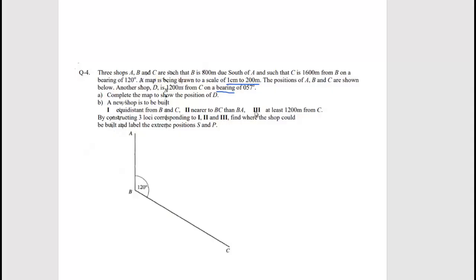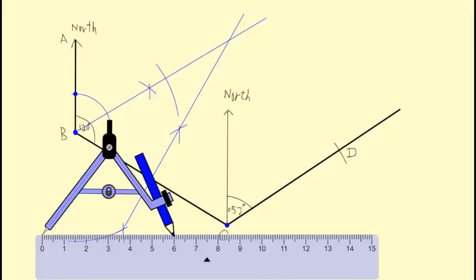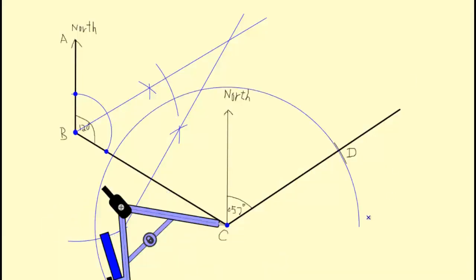Now in the third piece of information, it is at least 1200 meter from C. For the time being, forget this at least. Just read 1200 meter from C. 1200 meter means it is 6 centimeter from C. 6 centimeter from C is a circle with radius 6 centimeter. Open the compass 6 centimeter and draw a circle of 6 centimeter radius.